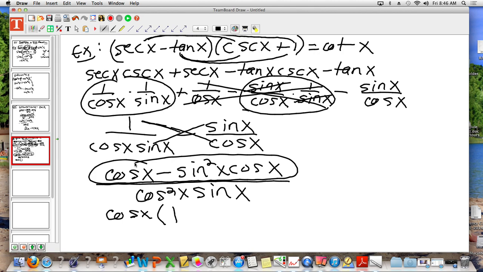All right, so when I factor a cosine of x out of the two terms in the top, I'm left with a 1 minus... Minus sine squared.